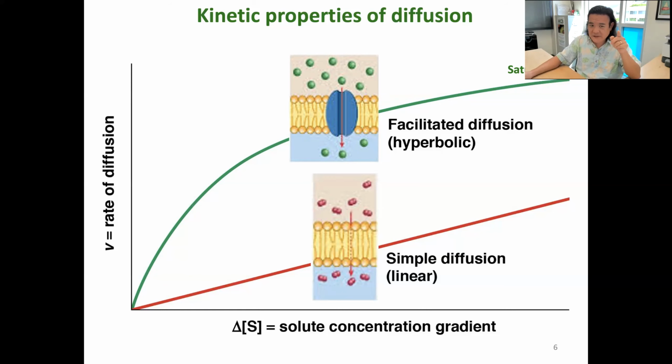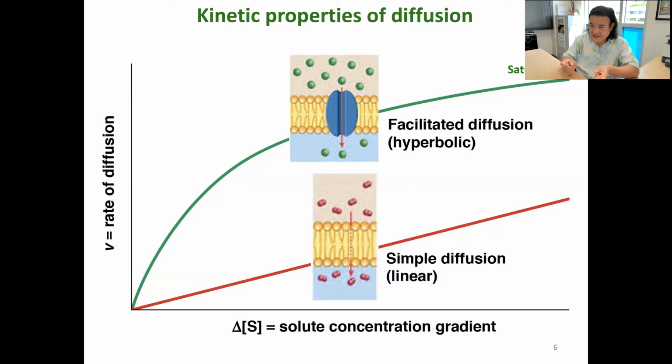But what happens once you increase the concentration of these green solutes? At a certain point, you have way too many of them on the outside. The concentration is going up and up, and you begin to get a bottleneck, because there's only a finite number of these blue channel proteins on the surface.